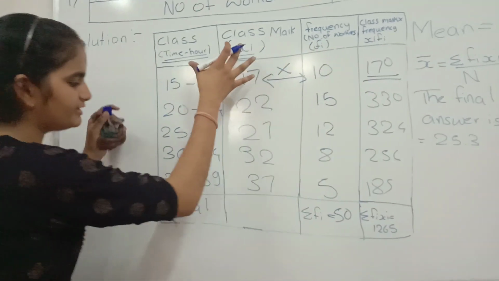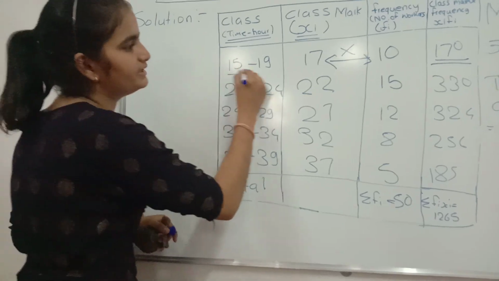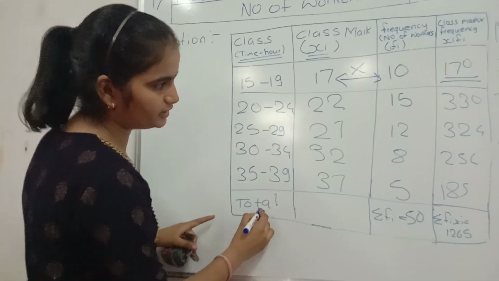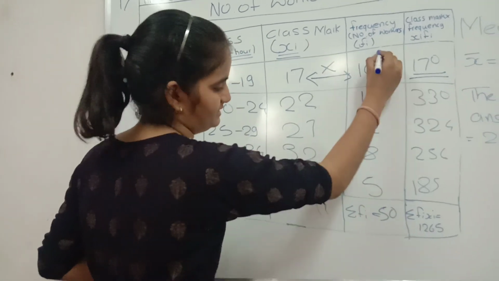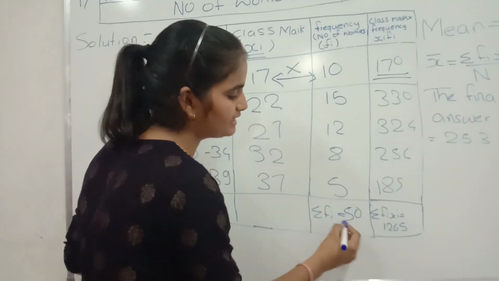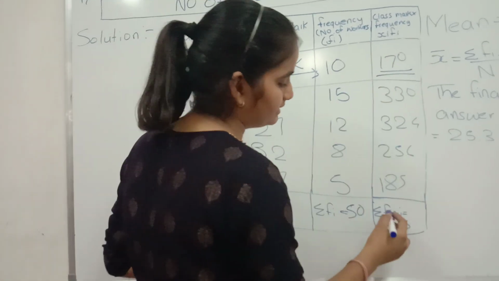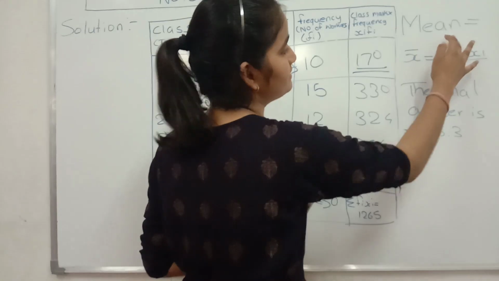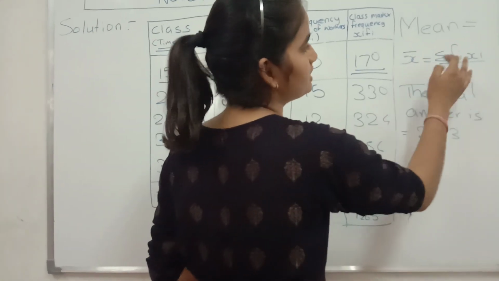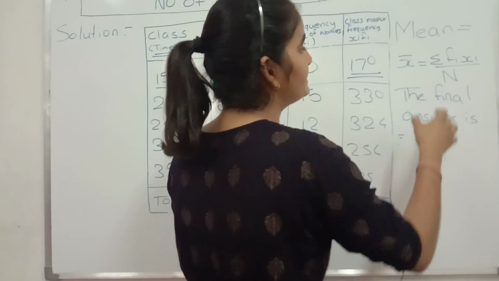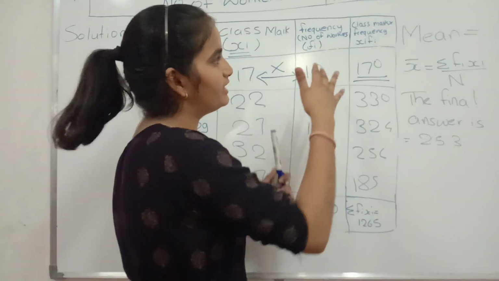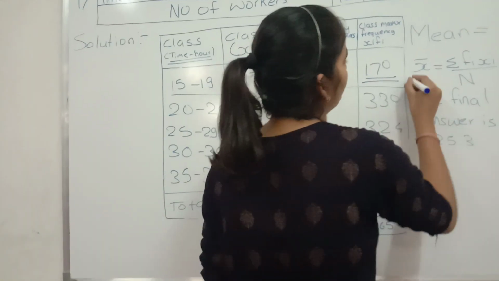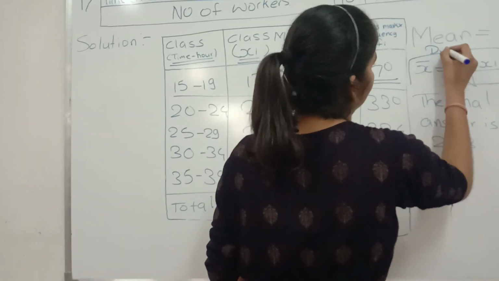Like this we take out all the answers, all in the same way. Here we write the total and add all these digits. The sum of the frequencies is 50, and the sum of fi xi is 1265. Now the mean, x bar, equals summation fi xi upon n. It's the formula I told you when giving the introduction of this lesson, the formula of the direct method.